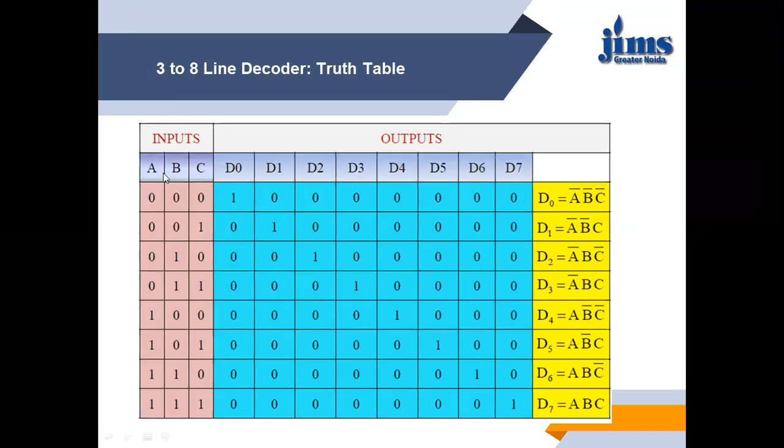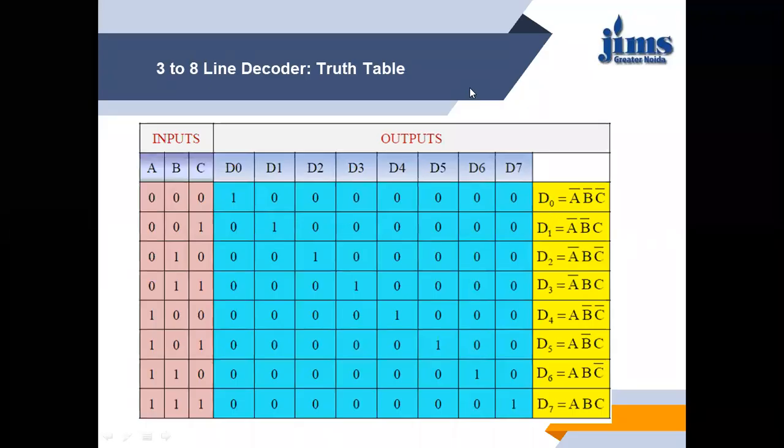For 0 0 0, D0 is 1, for 0 0 1, D1, 0 1 0, D2, 0 1 1 is D3, 1 0 0 is D4, 1 0 1 is D5, 1 1 0 is D6 and 1 1 1 is D7. So you can say the subscript 0, 1, 2, 3 is nothing but the equivalent binary value of the input. And again, from the truth table, we can directly derive the expressions for the outputs.